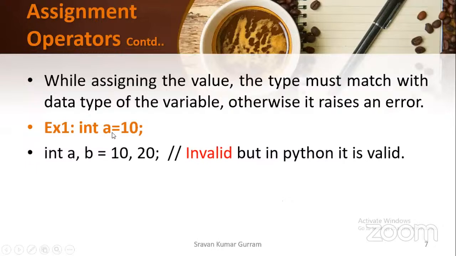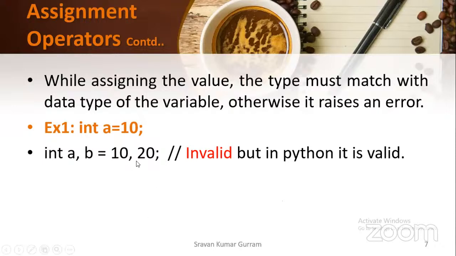Suppose you write int A assignment 10.50. Here we are trying to assign 10.50. A number with a fractional value is called a float value. But I declared this variable as int type. You should not do that. That is a statement mismatch. What is the value you are assigning? What is the variable you declared? Those should match. If you declare a variable as int type, you must assign a number without fractional value, an int value. If you declare a variable as float, then you can assign a float value. Any number with a fractional value is called a float value. You must take care about that.